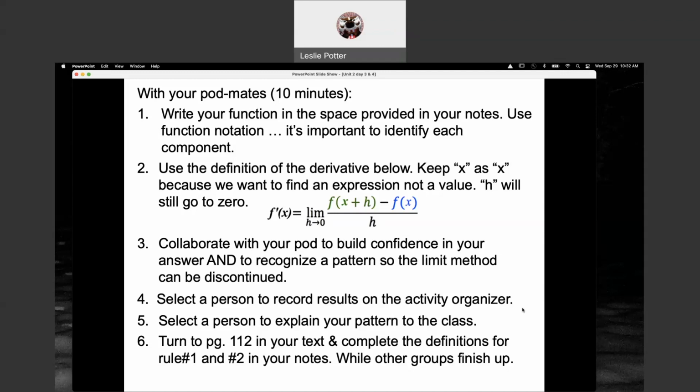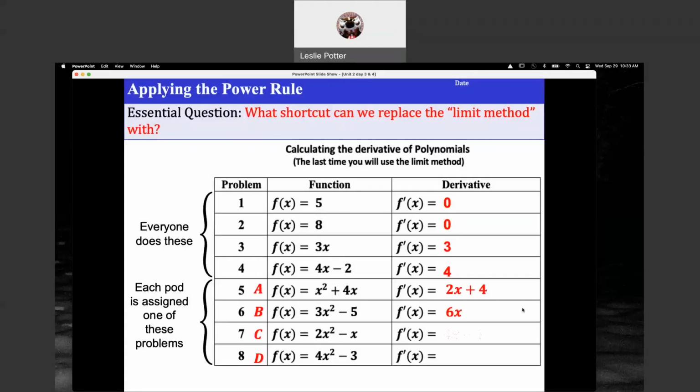Okay. So our essential question, what shortcut can we replace the limit method with? It's that shortcut. So now we need a name for the shortcut. Did anybody find the name in the book? You guys got all those answers. And I think you have that. Do you have that in your notes? So I'll give you a second to get all those derivatives in your notes. You don't have to do the stuff off to the side if you don't want to. Just finish the table.